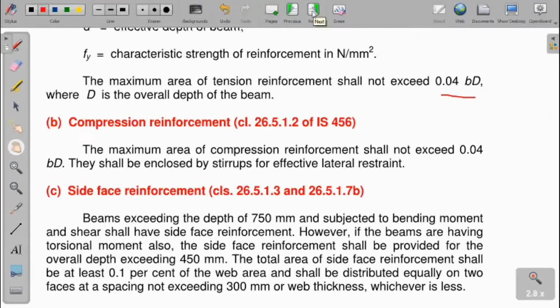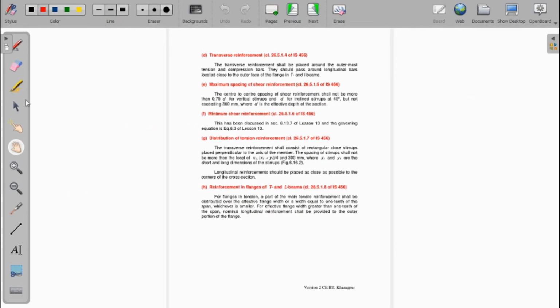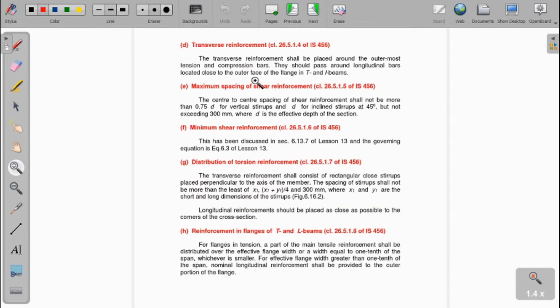Okay, so this is another guideline that we have to keep in mind. In case of a normal beam, the limit is when the depth exceeds 750 mm; in case of a torsional beam with torsion reinforcement, it is when it exceeds 450 mm. Okay, next guideline, what is there?